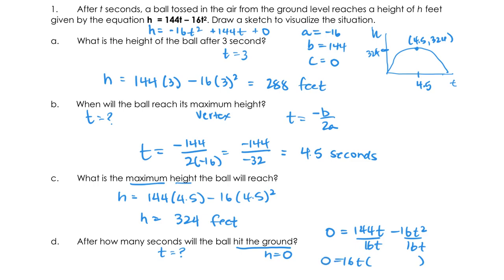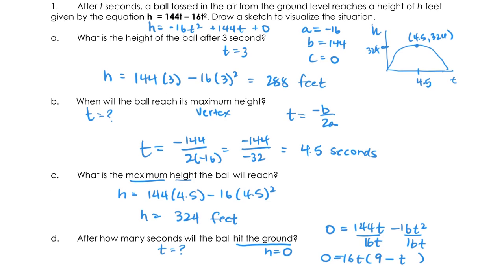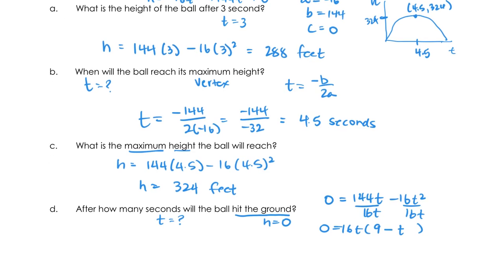And what's left over is 9. When I take 144t divided by 16t, I'm left with 9 minus, and then 16t squared divided by 16t is going to leave me just a t. So I have two things that multiply to 0. Let me scooch up and make a little more room. I can set each of those factors equal to 0. I have 16t equal to 0, and I have 9 minus t equal to 0.